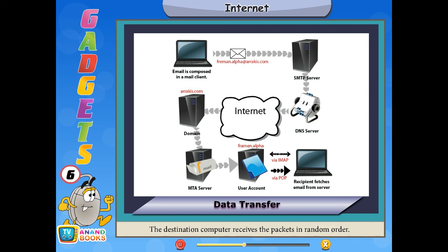The destination computer receives the packets in random order. The TCP arranges the packets in order of their serial number. Thus, the original data is obtained. If any packet is lost during the transmission, it is demanded again.